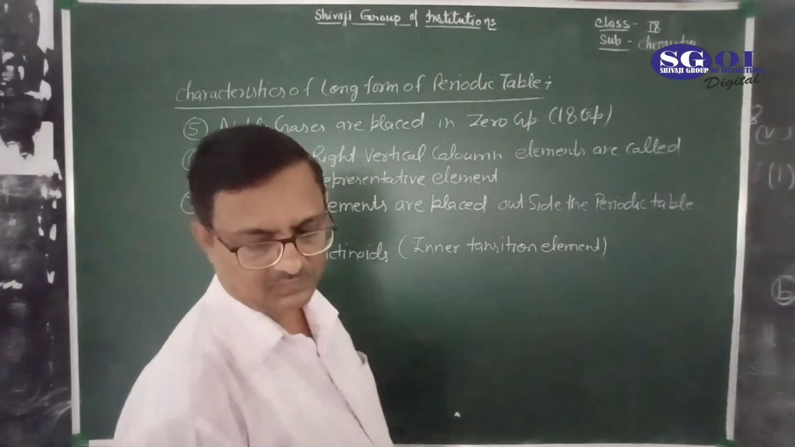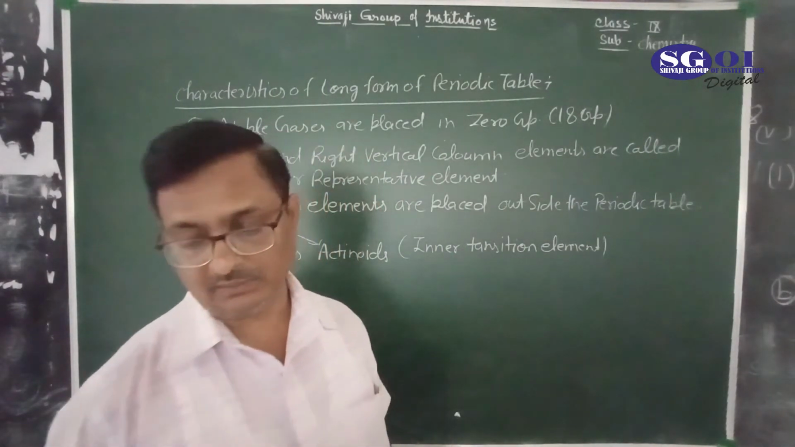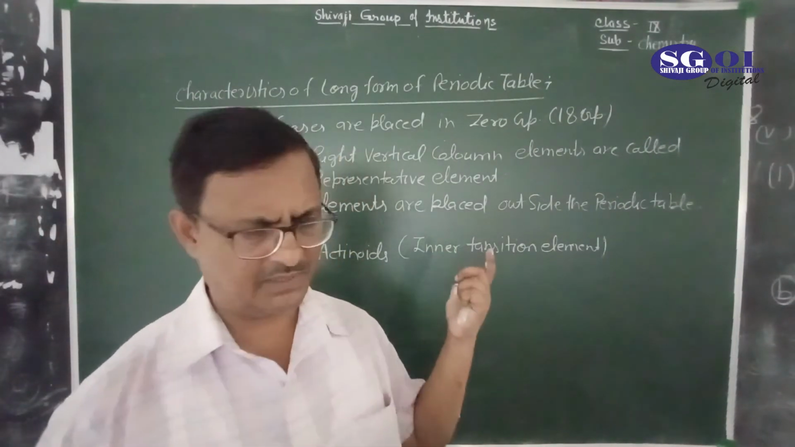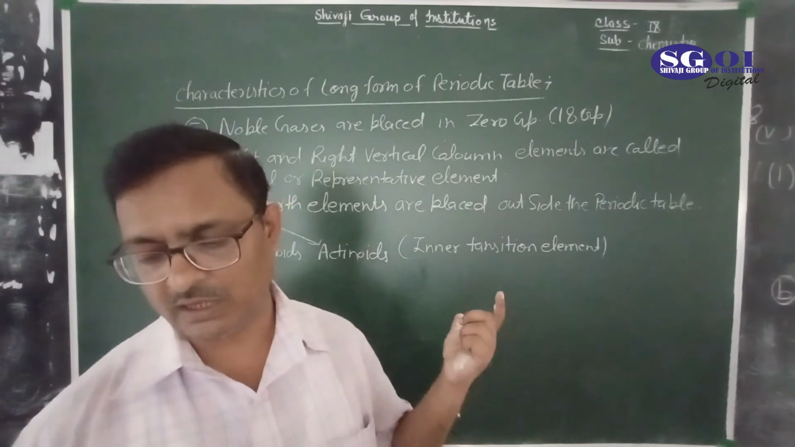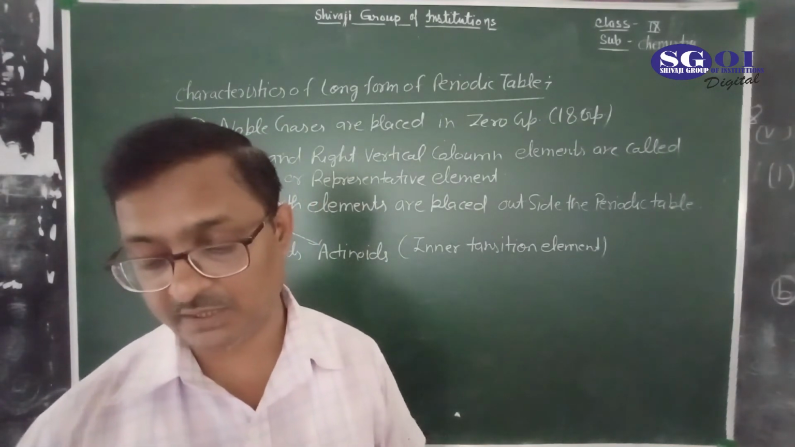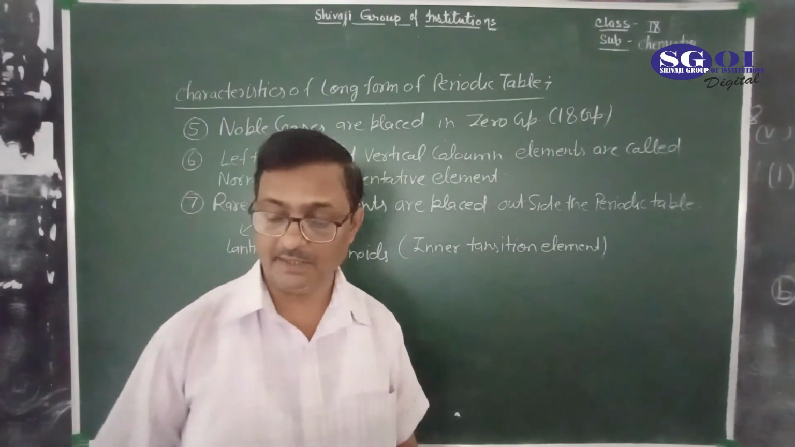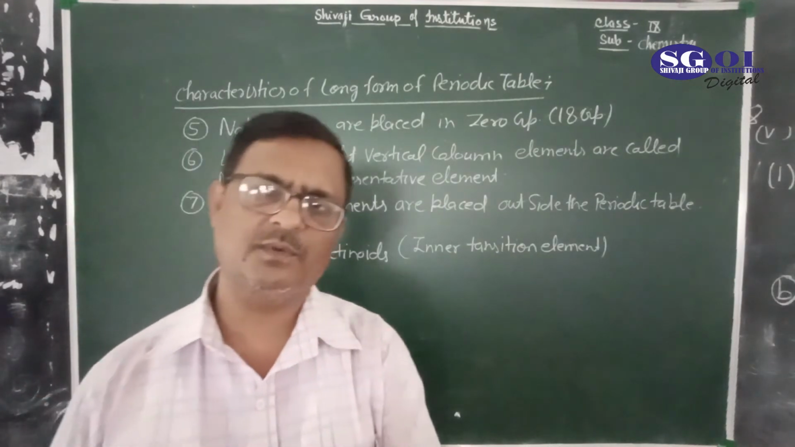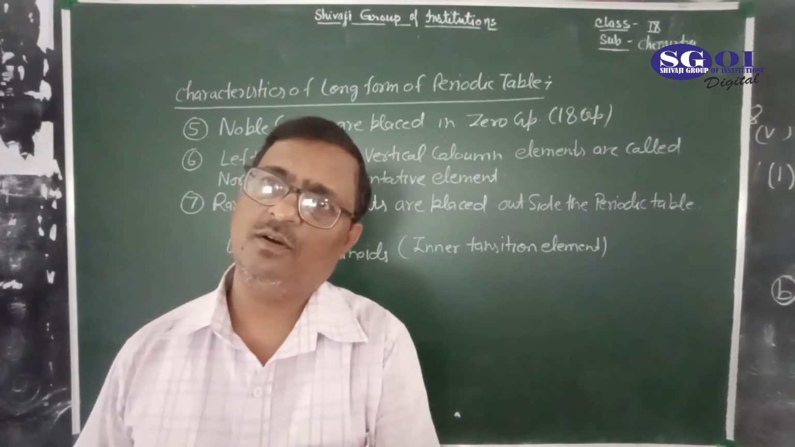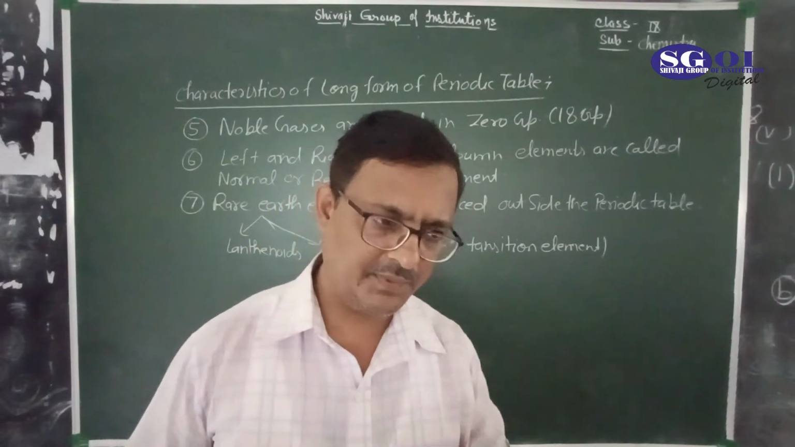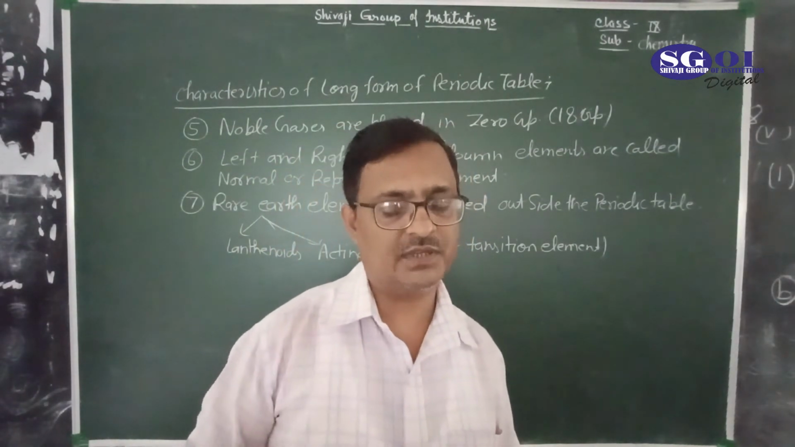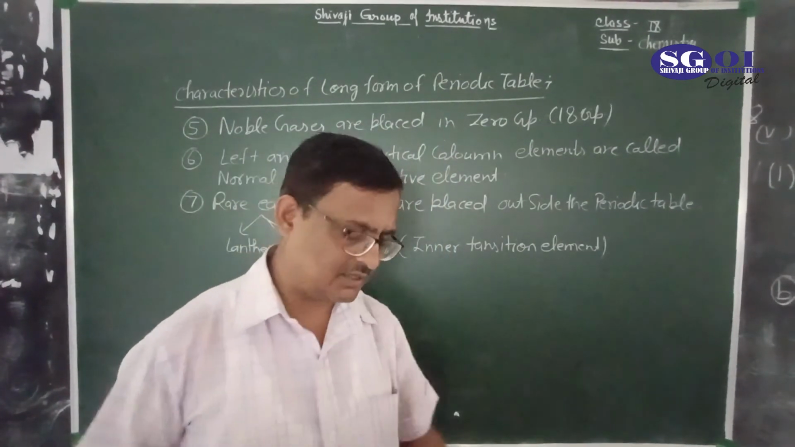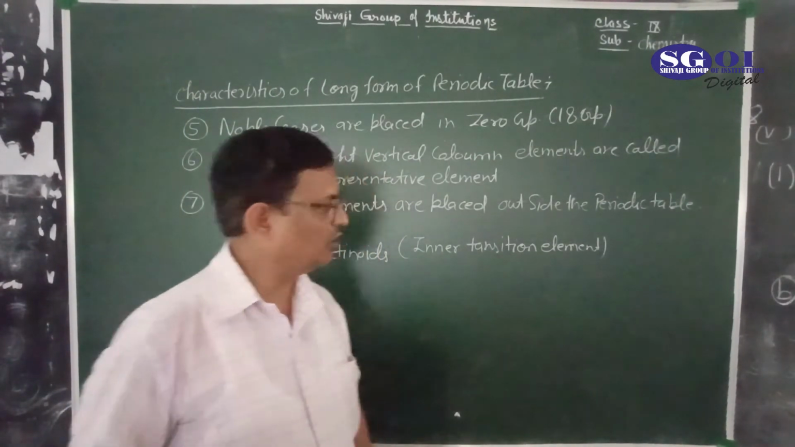Okay, and the next one is horizontal rows. I think this one is a previous point. Horizontal rows are known as periods and vertical columns are known as groups. Okay, this is the previous one, starting on the characteristics. So now next is the merits of the long form of the periodic table.